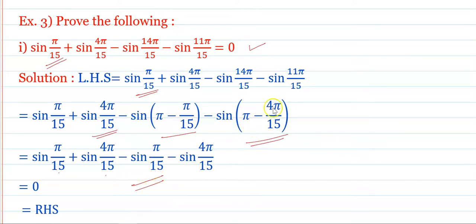Next, sin(π − 4π/15). Again, the function remains as it is. It is in the second quadrant, and therefore it is −sin(4π/15). And now these two get cancelled, and hence the answer is 0, and that is equal to RHS. For this, we consider the small angles, the minimum angles, and express them in terms of these big angles.